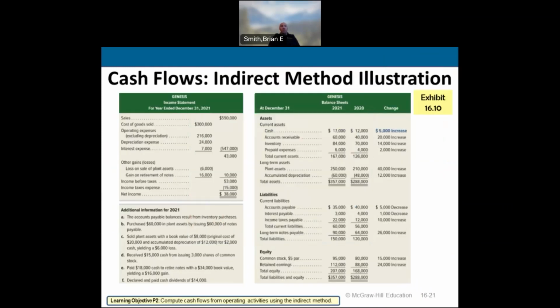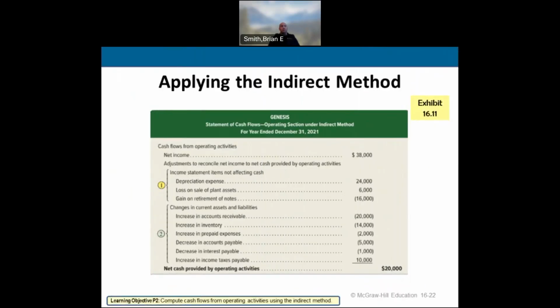Here's the information you need. You have your income statement, you have your balance sheet, and then you have some additional information that will help you get there. First off, we're going to start with the indirect method. We're going to handle items from the income statement that do not affect cash. First of all, we're going to include depreciation expense, because we're starting off with our net income. And then we're going to adjust net income so that all we have left is just cash. So we have to either add or subtract anything that was a non-cash transaction used to get to net income.